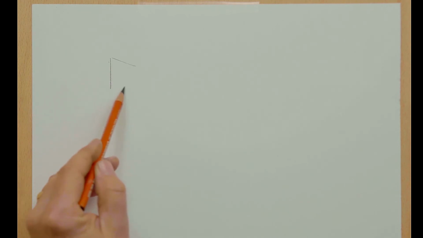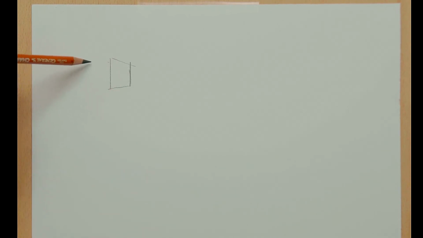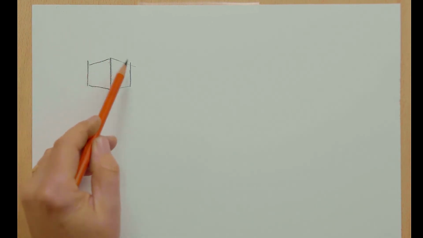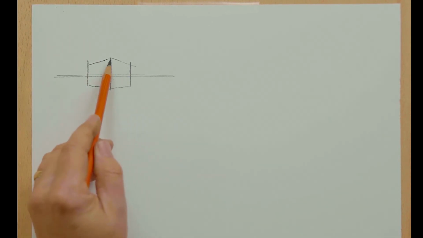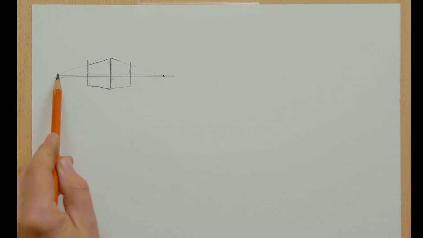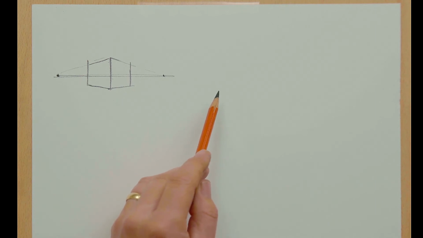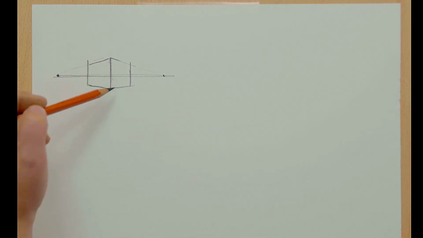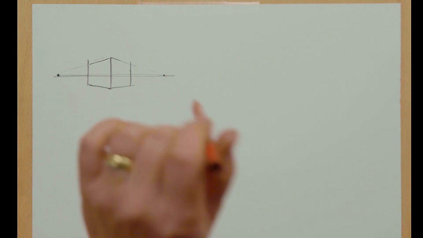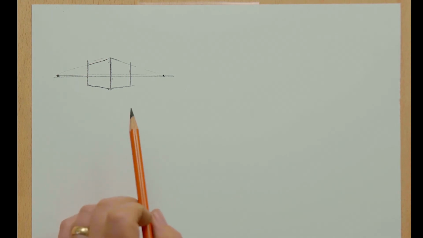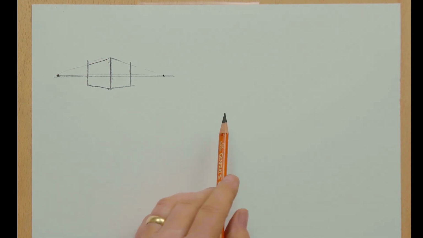Well, we've got our two-point perspective box. So we've got our horizon line right here, vanishing points here and here, right? Well, what's the difference with three-point perspective? Well, either we're looking up at something or we're looking down on something, and something that is very large enough that we actually really notice that perspective.